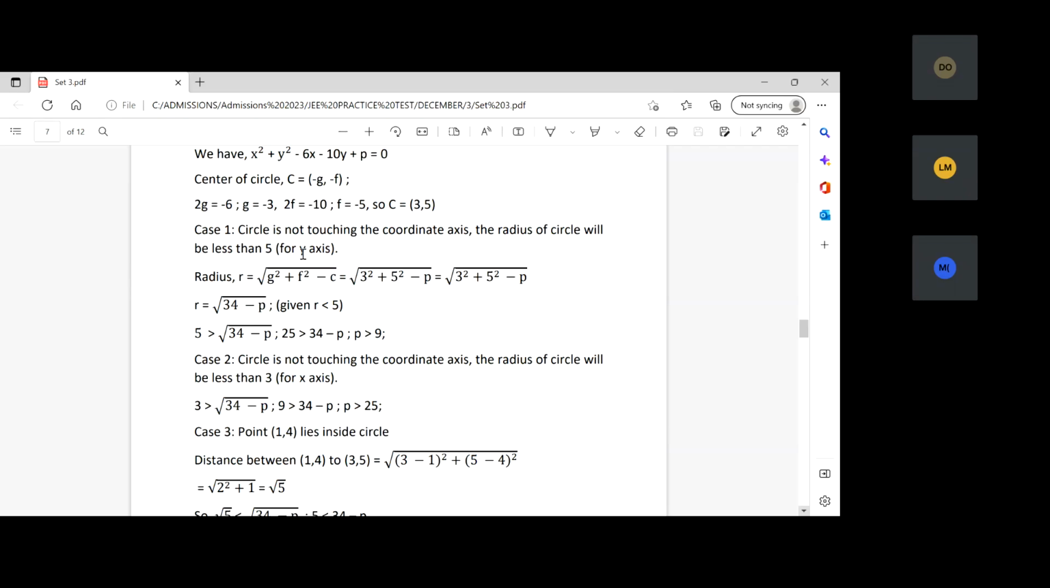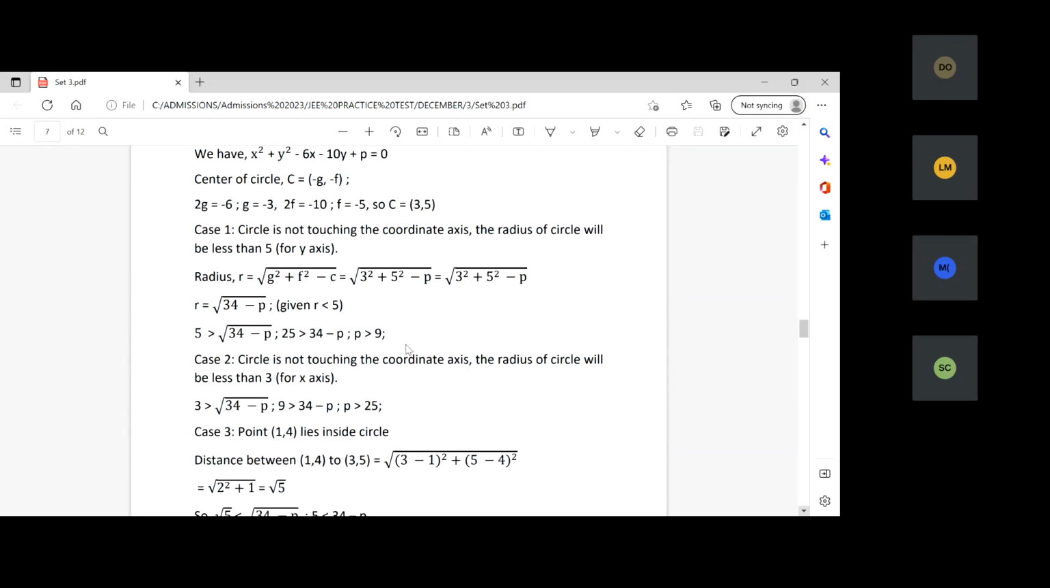So you know the equation of the radius, right? R is equal to root of g square plus f square minus c. Here c is p, and g and f, you know the values, 3 and 5. Once you solve this, here we are taking the value of r as less than 5. So you will have 5 is greater than root of 34 minus p. So 25 is greater than 34 minus p. So p is greater than 9. The first condition I got.